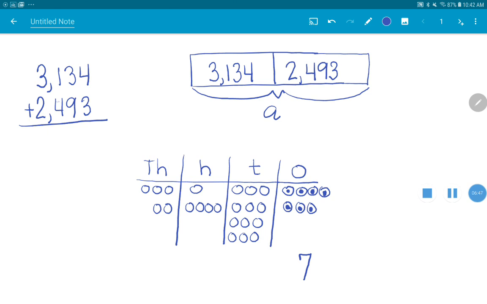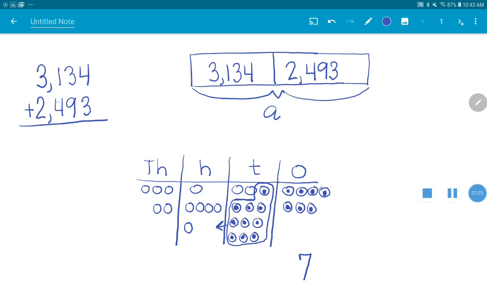Okay, then I have 3 tens plus 9 tens. I know that this is my 9 tens that I drew. I need 1 more to make a group of 10. What happens when I have a group of 10? You put it to the hundreds. I'm going to move it over to the hundreds place. There's 1, 2, 3, 4, 5, 6, 7, 8, 9, 10 tens.